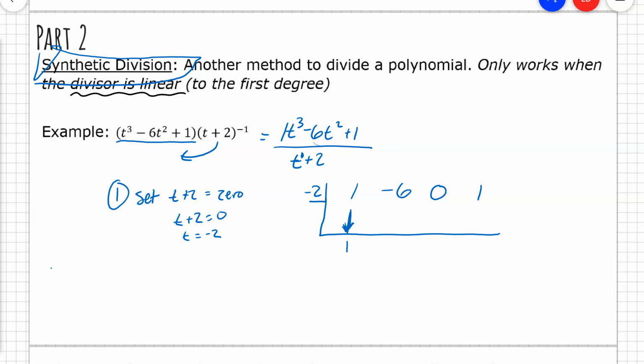So 1 comes down. What you're going to do now is take 1 and multiply it by negative 2. 1 times negative 2 is going to give us negative 2. We're going to combine both of those, which gives us negative 8. Negative 8 times negative 2 gives us positive 16. Combine both of those is 16. 16 times negative 2 gives us negative 32, and we combine those together. That's negative 31. Now, this last one is our remainder.